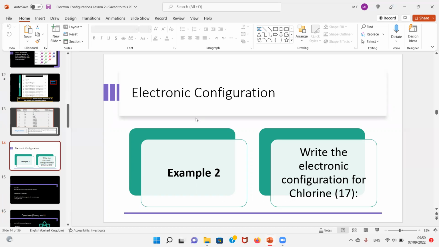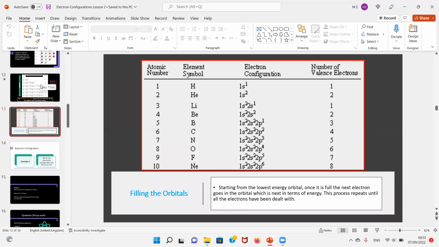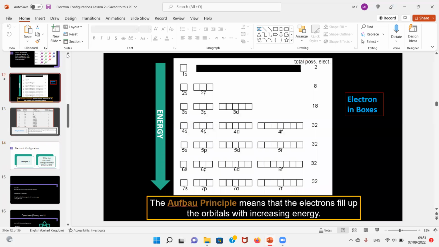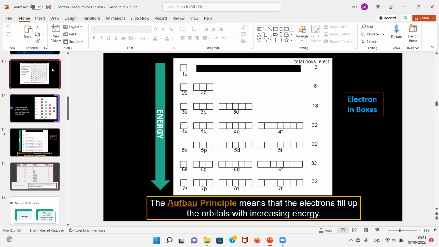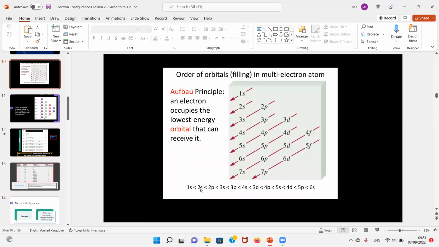Here we have an example, electronic configuration of chlorine. So I would like you to pause the video and to try this by yourself. Okay, so we have 17 electrons here. So 17 electrons means that they will be filled into this order. 2, 2, 6, 2, that's 12, and then 5 in here. So 2, 2, 6, 2, and 5.